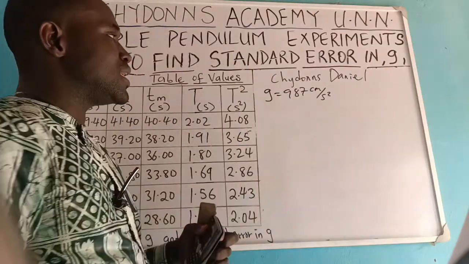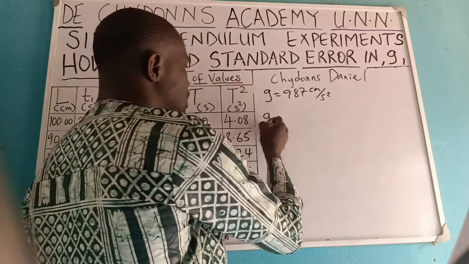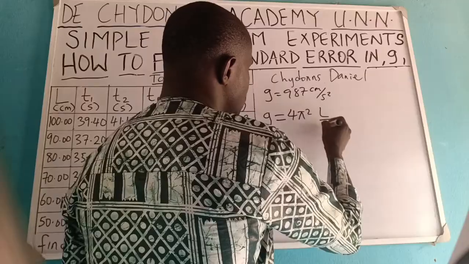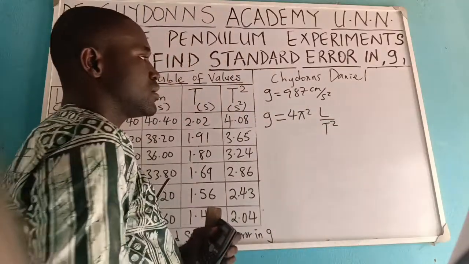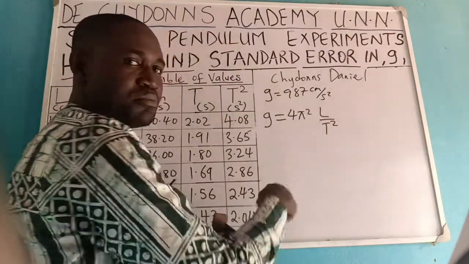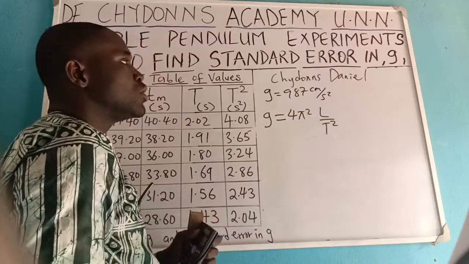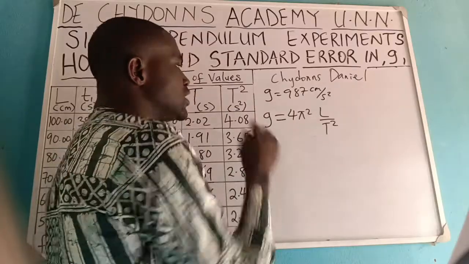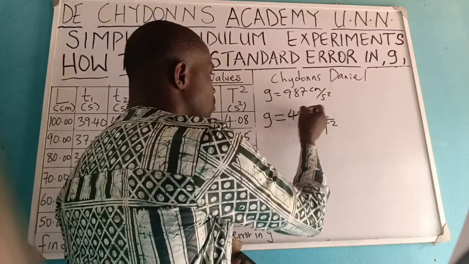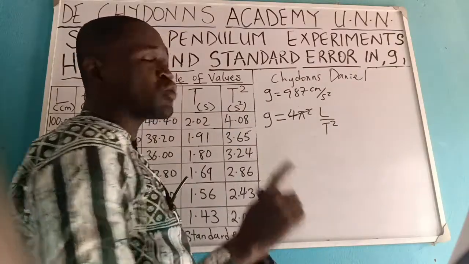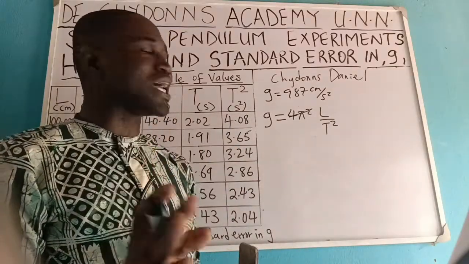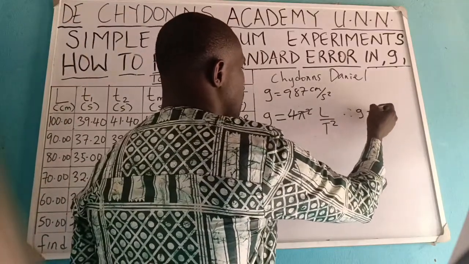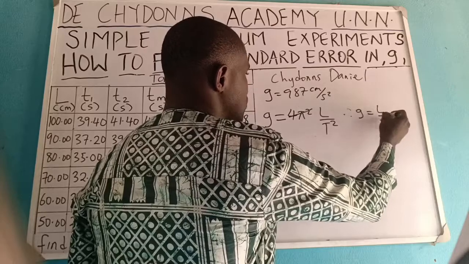If you want to get this, remember that you say G is equal to 4 pi square L over what? T square. Remember this. We just talked about this before now. To find your standard error in G, this constant must disappear. 4 pi square is an ordinary number, and so we call it a constant, so it must disappear. So we will be having, therefore, G equals L over T square.